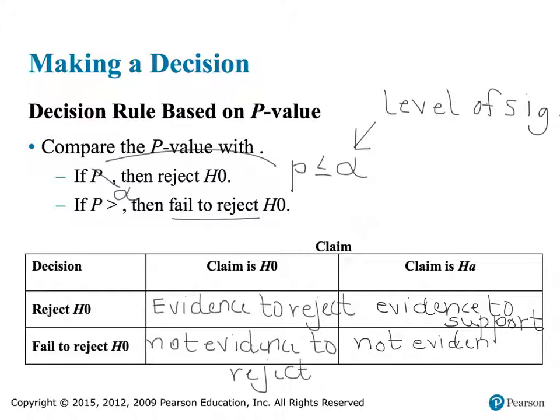So there's evidence for only one hypothesis. That means there's not evidence for the other. So if we have evidence for the Ho, we don't have evidence for the Ha. If we don't have evidence for the Ho, then we do have evidence for the Ha.